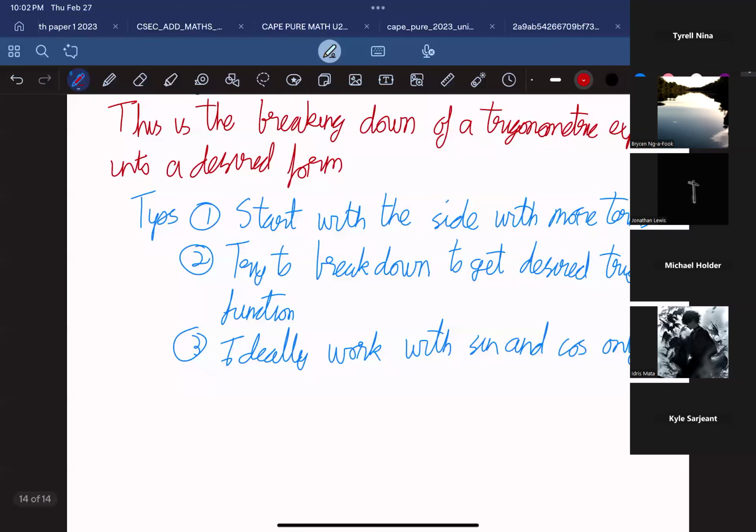Now, an example would be: prove 1 minus 1 over cos squared theta is tan squared theta.